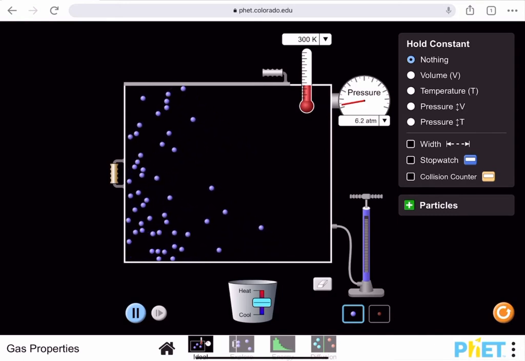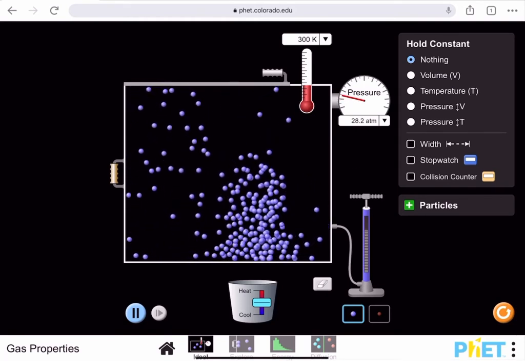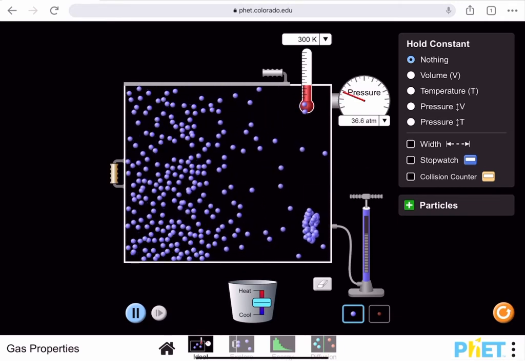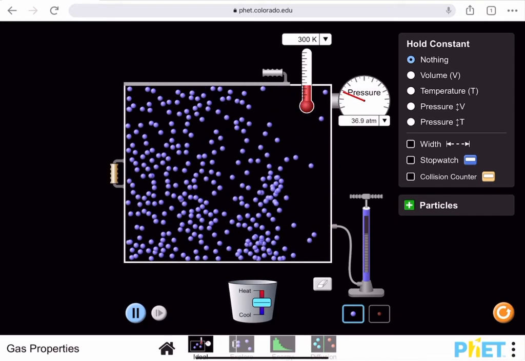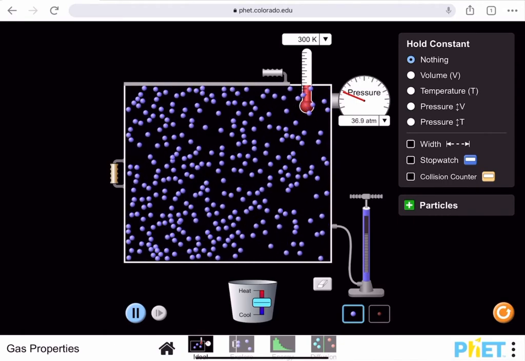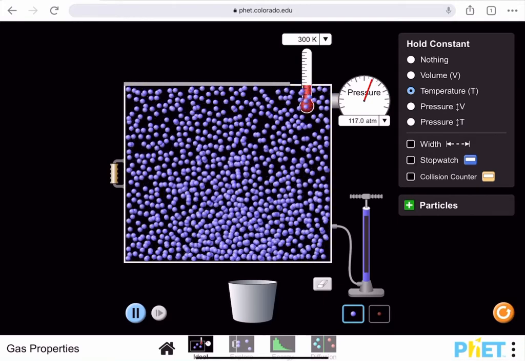Let's see what happens if we just put tons and tons of particles in here. Do you see how crowded the particles are getting? They're almost as crowded as a solid or a liquid. Gas particles at very high pressure are not going to behave ideally either. See how that doesn't look like a gas?